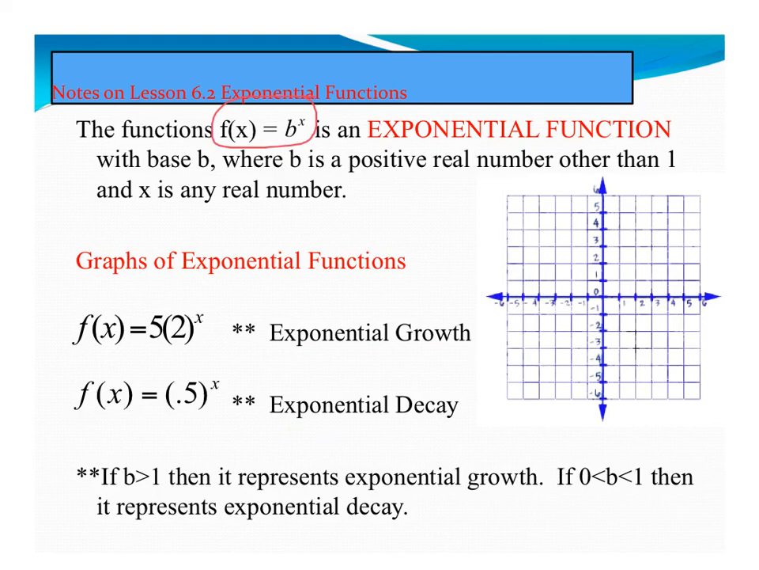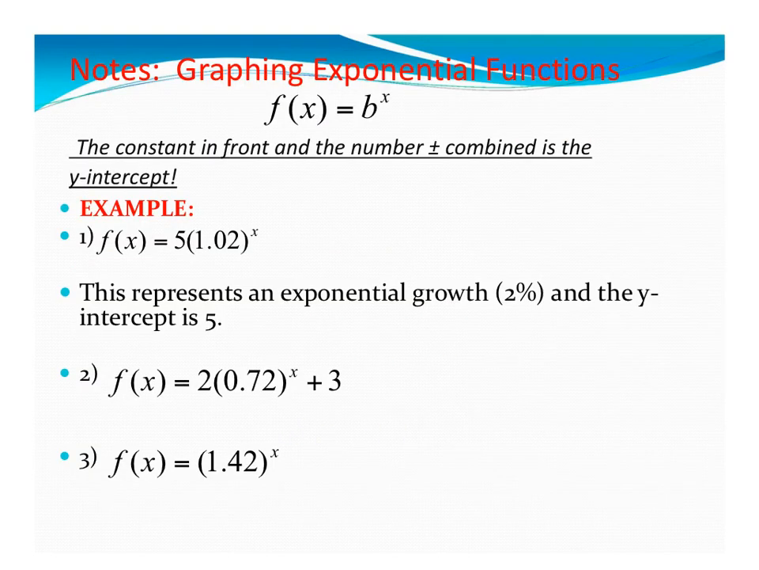So the two things we're going to worry about when graphing exponential functions will be our y-intercept and whether or not it's growth or decay. So for this first one here, we can look at the equation. First off, we can find out that it's growth. It's greater than 1, so we know it's growth. It's a very slow growth because it's not much greater than 1, but it's growth nonetheless.